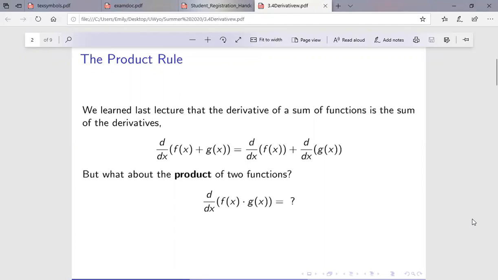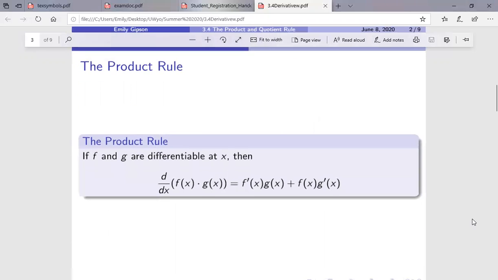So now this question leads us to, well, what about the product of two functions? How do we get an answer for d/dx of f(x) times a function g(x)? And this leads us to the product rule. This is one of the very big rules, and it makes life really easy. You just have to straight up memorize it.